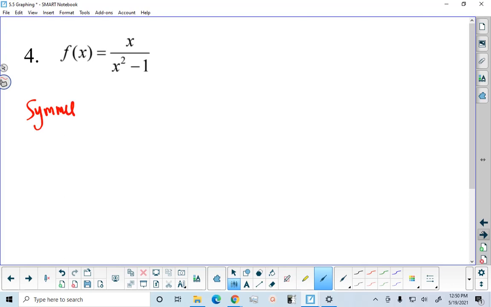Because we're formally putting everything together right now, I'm going to show all my work here for this. Symmetry is discovered or found or excluded by determining what f of negative x is equal to. Well, f of negative x would be found by replacing every x with negative x.